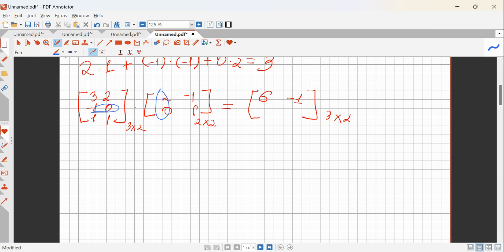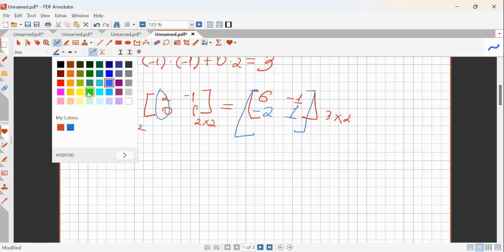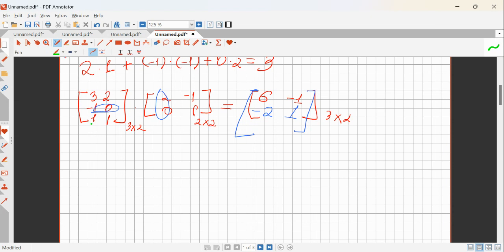So minus 1 times 2 is minus 2, plus 0 is minus 2. Minus 1 times minus 1 is actually 1. What about this one? So 1 times 2 is 2, and it's 0 again. So it's going to be 2. 1 times minus 1 is minus 1. Minus 1 plus 1 is 0.